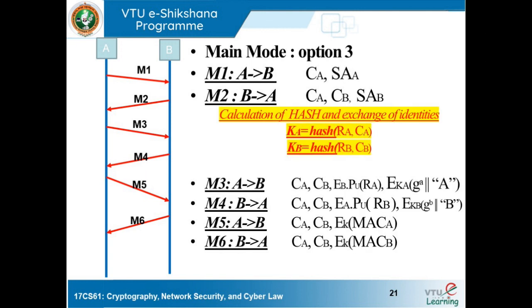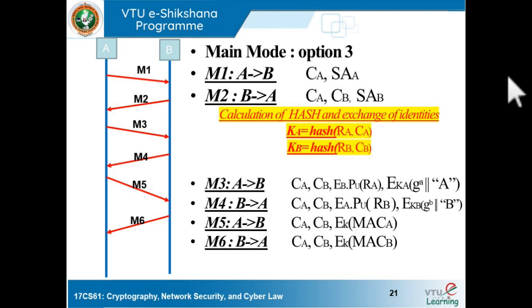Now let us see what happens in case of the IKE protocol phase 1 for option 3 of main mode. This is a little bit different as compared to option 1 and option 2. The first 2 messages remain the same as those of option 1 and option 2.